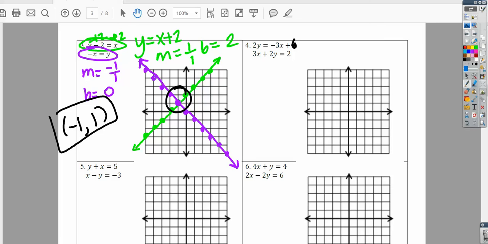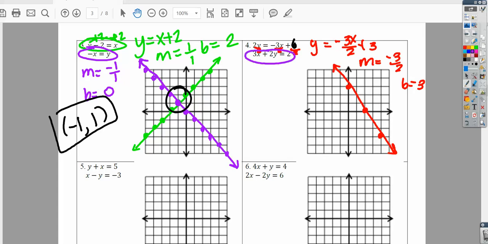So I'm going to take this first equation and divide everybody by 2. So I have y equals negative 3x over 2 plus 3. So m equals negative 3 over 2, b equals 3. 1, 2, 3, 1, 2. Connect my dots. I have my first line.